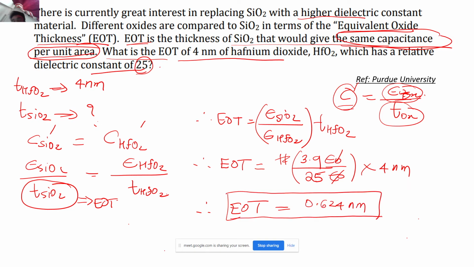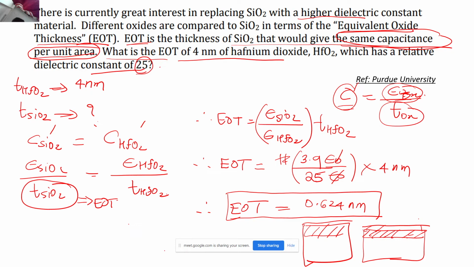correct? So what it is mentioning is, let's say we have a metal over here, correct? Now, we have this oxide with us, correct? Again we have a metal, correct? And again we have a thickness over here, right? So now it is saying that if you had used SiO2, then you would have required 0.624 nanometers of thickness, whereas in HfO2 you are actually requiring a 4 nanometer thickness, correct?